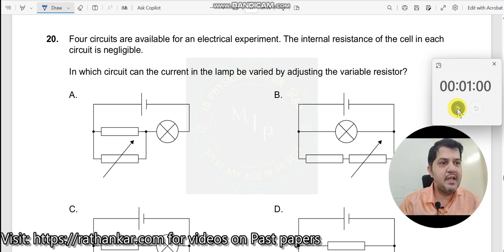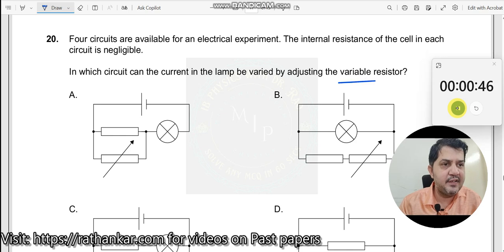Question number 20. Four circuits are available for an electrical experiment. The internal resistance of the cell in each circuit is negligible. In which circuit will the current in the lamp be varied? Current in the lamp be varied by adjusting the variable resistor.